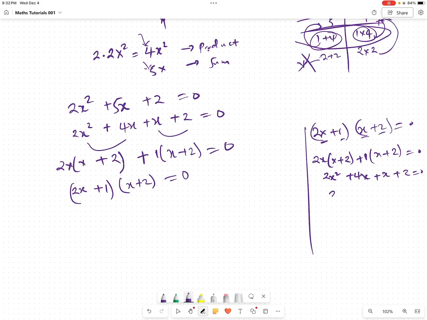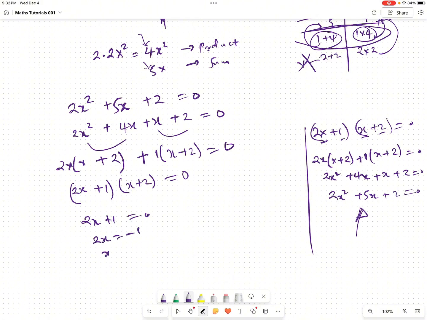Now if I simplify this further, I have 2x squared, 4x plus x is 5x, plus 2 is equal to 0. So basically we went back to the question. We've not done anything funky here. And so the next step is to equate each of what is in the parentheses to 0, which is what's on the right hand side. And so this will become our 2x plus 1 is equal to 0, and then we'll solve for x.